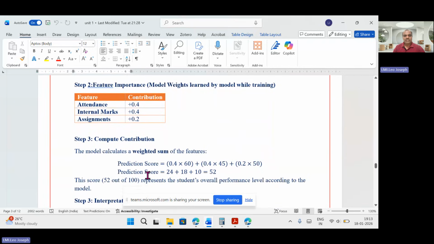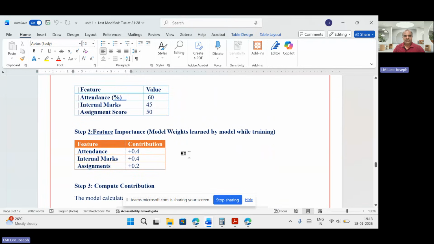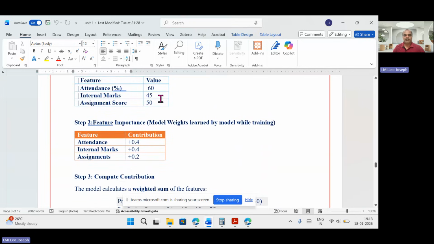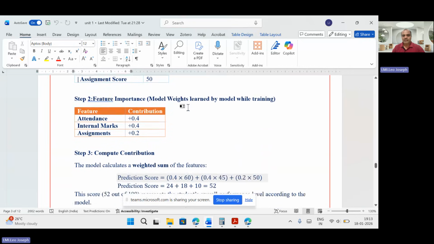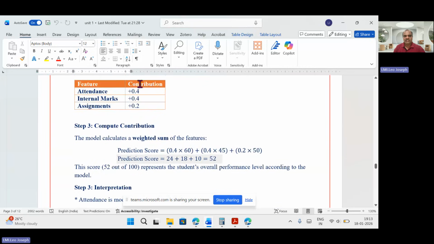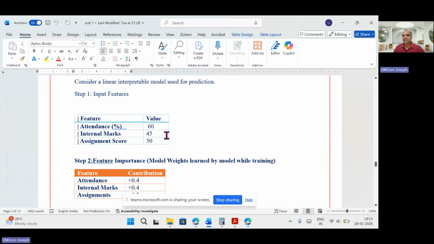So how is it doing the prediction? 0.4 into 60, for this particular student, plus 0.4 into 45 plus 0.2 into 50. Based on that, I am getting the score 52. 52 means 52 out of 100. Out of 100, what does 52 represent? The students' overall performance. So what is the overall class performance? Based on this percentage and other things. This is not a single student's result. This is the average of the entire class.